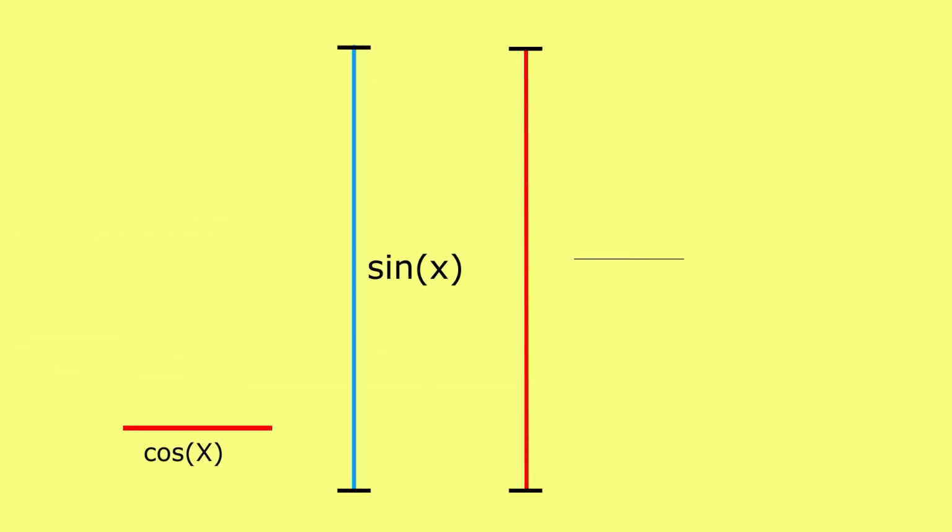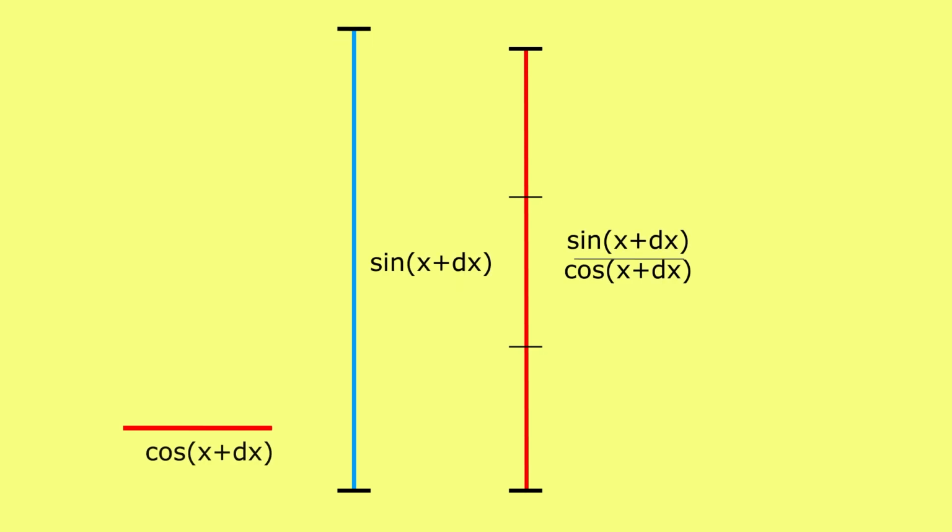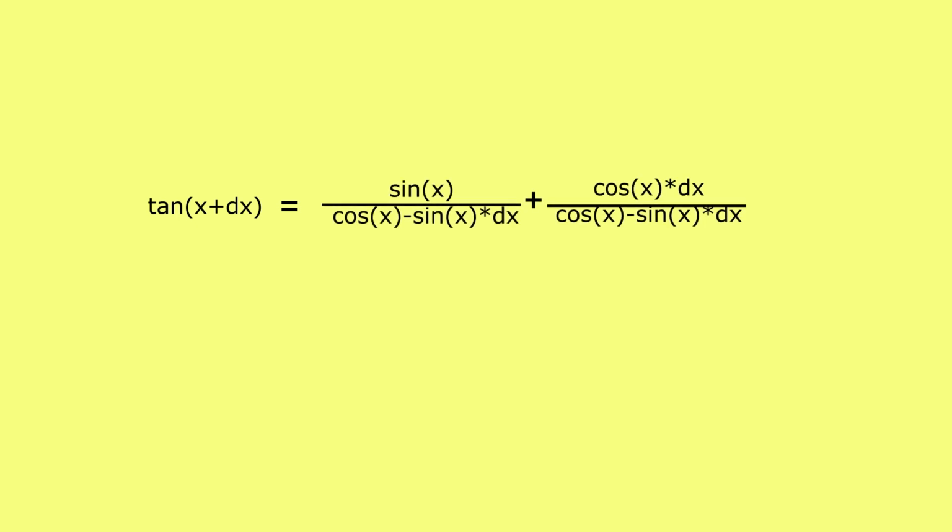The tangent function tells us how many cosine components can fit into the sine component. So, for angle x plus dx, the sine component increases and the cosine component decreases compared to when the angle was x. But to see exactly how much it changes is a bit tricky. This is because the change in length happens in both the numerator and the denominator of the tangent function. To see the geometrical meaning more clearly, we can split the numerator of the equation.